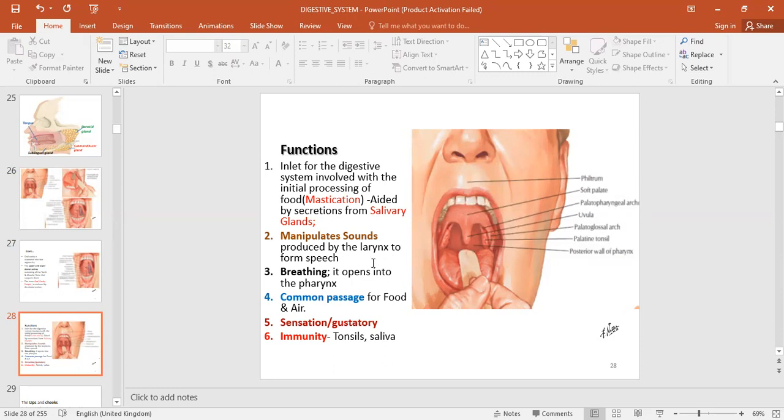Number two, the mouth is important for speech. For the formation of speech, the mouth, the lips, and the tongue, all these organs must be moving in certain directions for us to form words. Then we have breathing. Breathing is essential also.